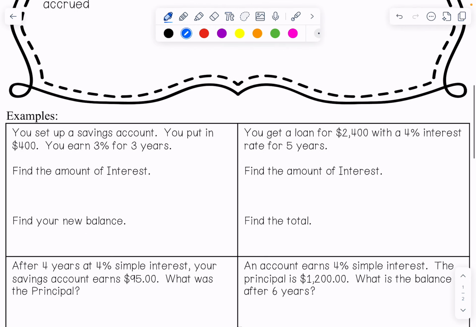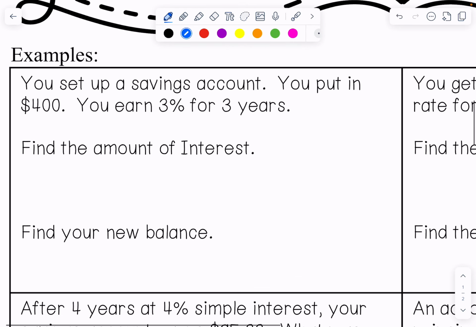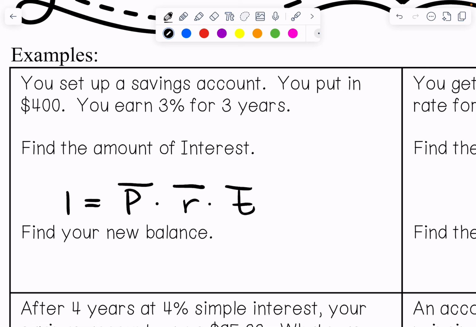So let's look at a couple of questions, and we'll just go ahead and get right into solving some simple interest problems. I'm going to start every problem by writing out my formula, because once we have that formula, it's literally just plugging numbers in. You set up a savings account, you put in $400, you earn 3% for 3 years. So I put in $400, that's my starting amount. I earn 3%, that's going to be my rate, but I need to write that as a decimal. So that's going to be 0.03. And then my time is 3 years.